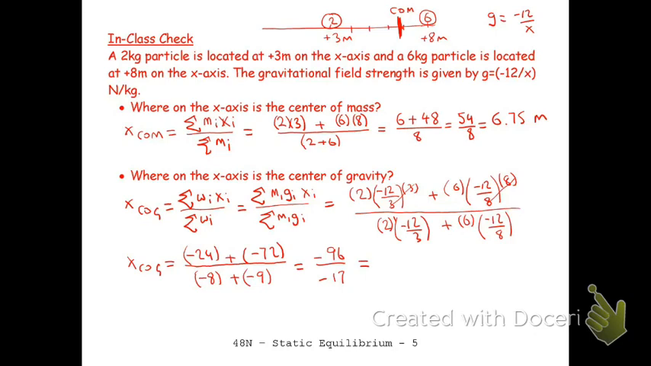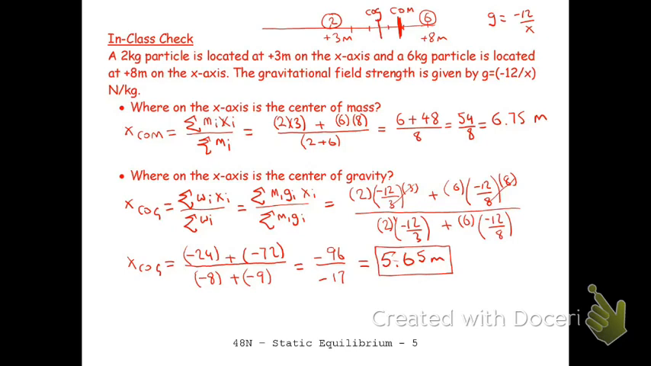But the sign takes care of itself. If you know the physics is right, and you're putting numbers in, the math takes care of itself most of the time. So it's good to have the alarm. 96 divided by 17 is equal to 5.65 meters, and that is 3, 4, 5, 5.65 meters, center of gravity. Cool.